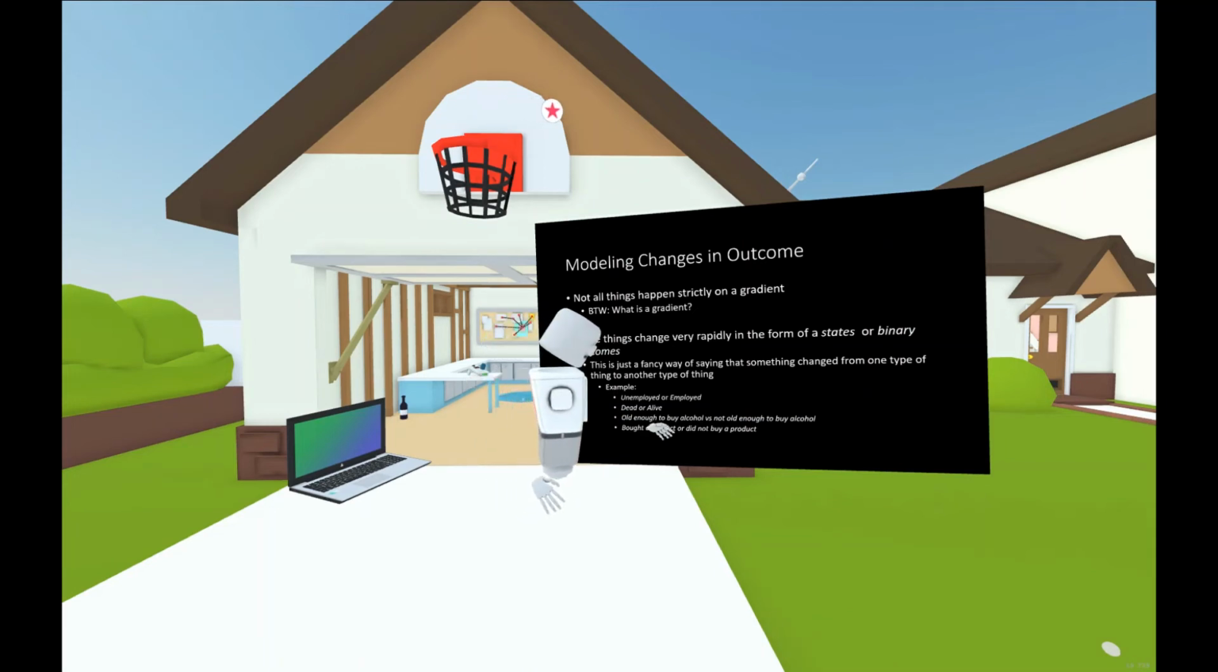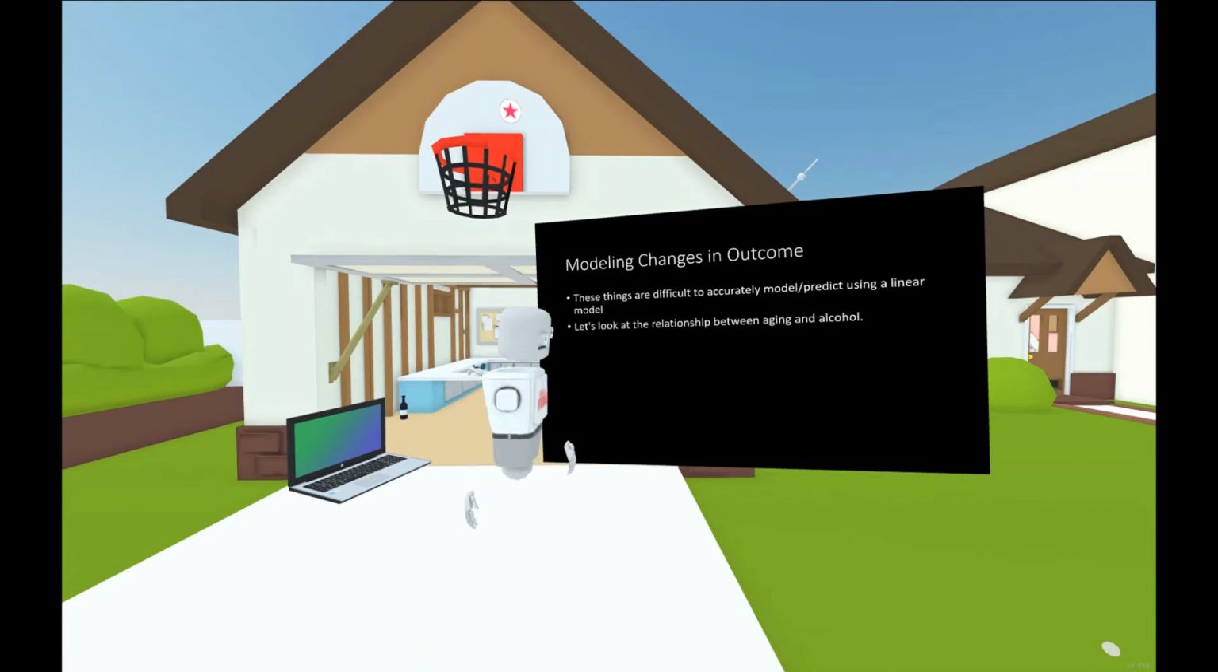Whether or not you bought a product online or you didn't buy a product online or something like that, these things don't have a 50% I bought the product or a 40% dead or alive. You're either one state or the other. So modeling these state changes is actually really important as well. And I've baked up some data that we can look at that's going to look at the relationship between age and alcohol consumption. Let's pretend that we went out and gave a survey to people of all ages, say maybe a couple hundred people, and asked them the one question: answer yes or no, have you consumed alcohol?